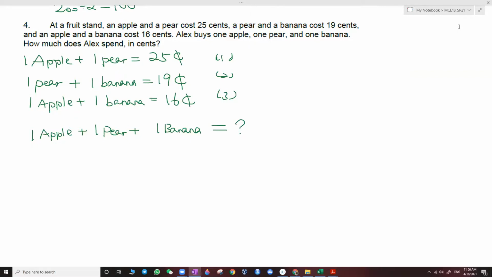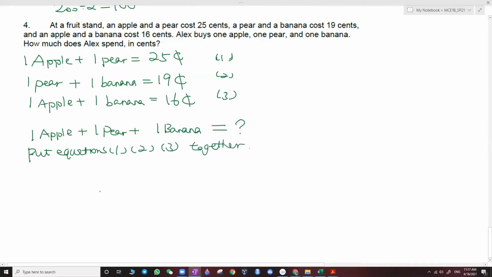So I just looked at the equations, and what if we put all the equations together, all the fruits together, equals the same total. Okay, so Serena said we put all 3 together. So I'm going to put equations 1, 2, and 3 together.